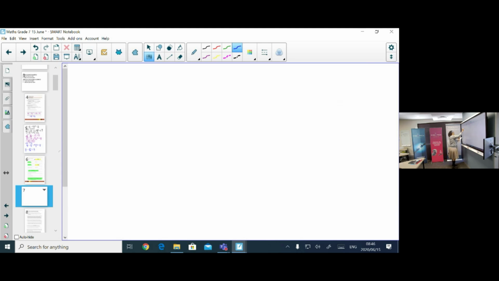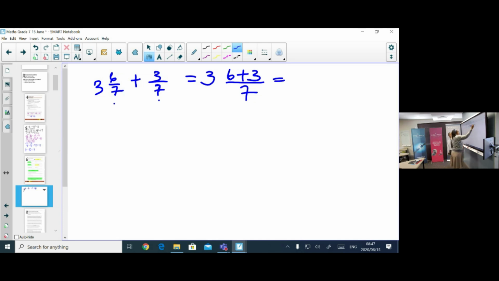So the question there was 3 and 6 out of 7 that I said you must do. And for you to have this one, when you add, it's easy. You can add the fractions and the whole numbers. So here we are having 3, and then we are having 6 plus 3 over 7, because our denominator is the same. So we end up with 3 and 9 out of 7. And I hope that you also got that.